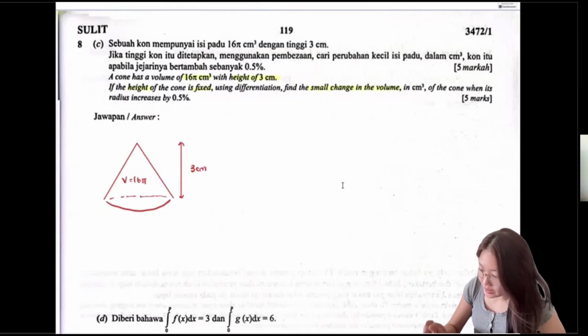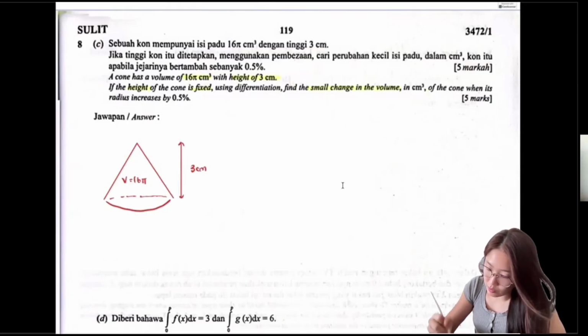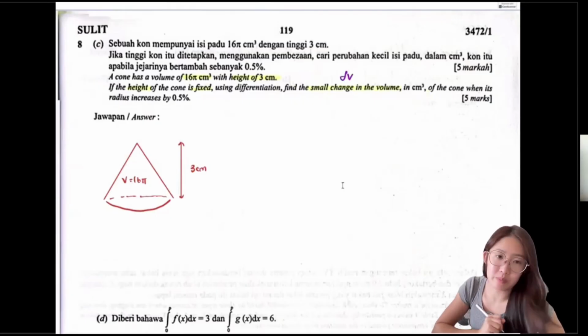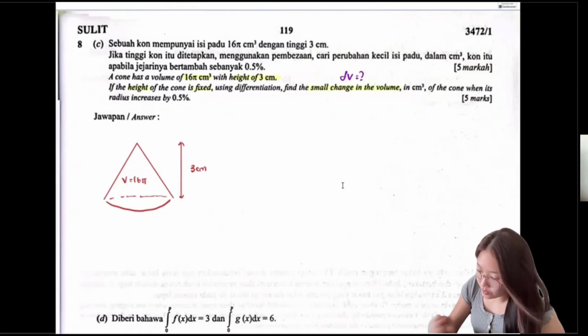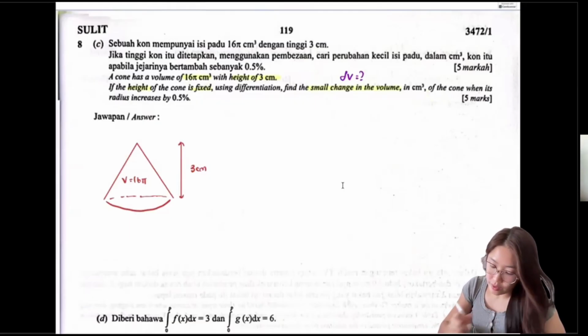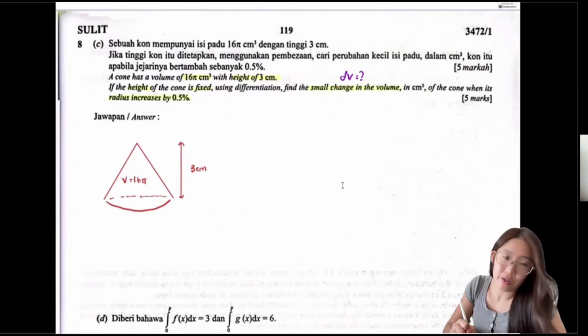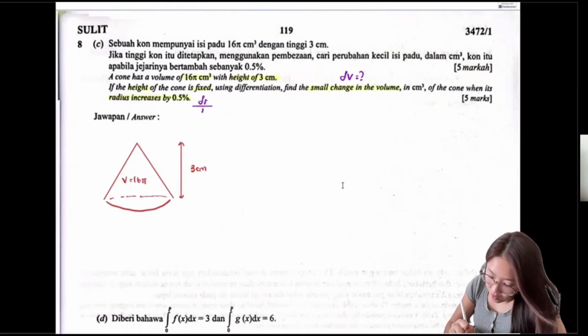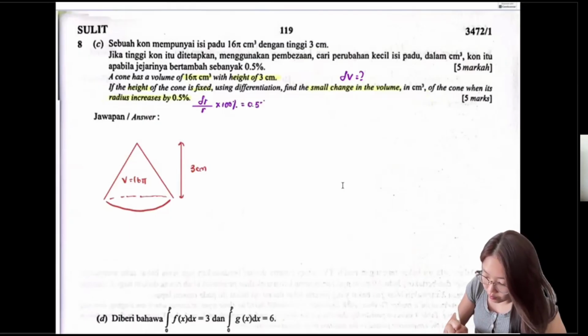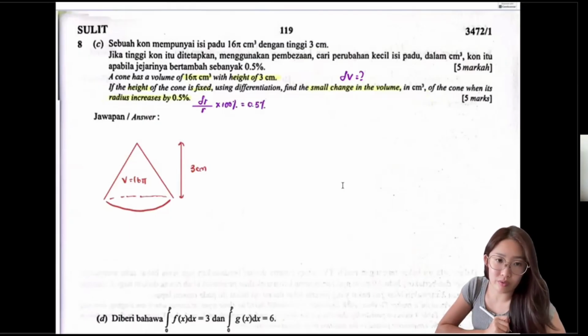in volume in cm cubed. Meaning small change in volume is delta V. This is what they want you to find, when the radius increases by 0.5%, which is your delta R over R times 100%, because they're giving you in percentage. You have to take note of this.